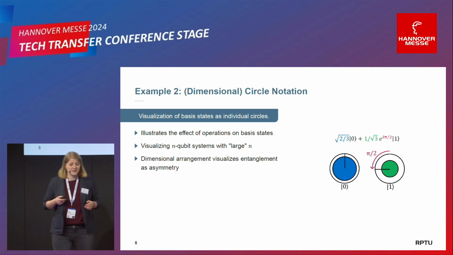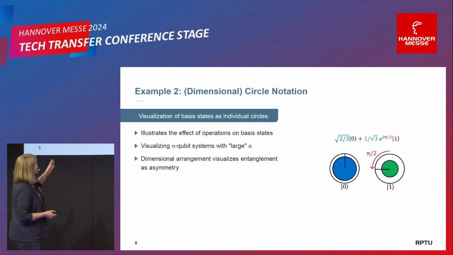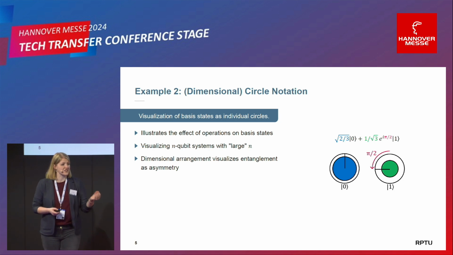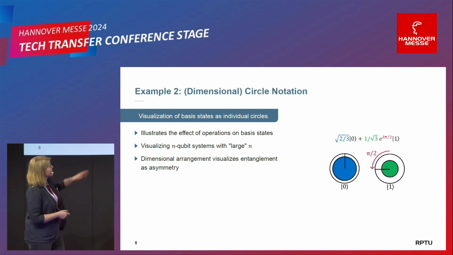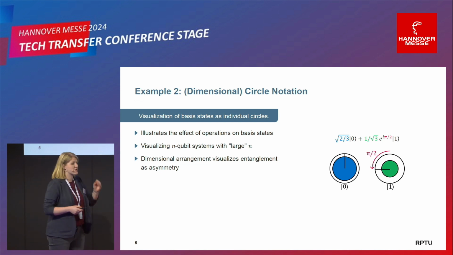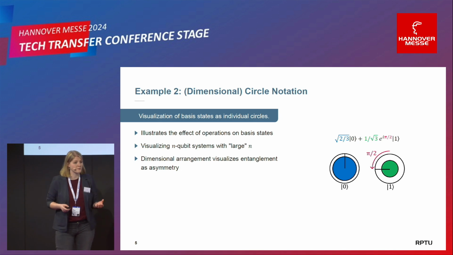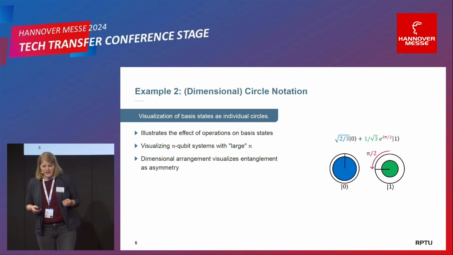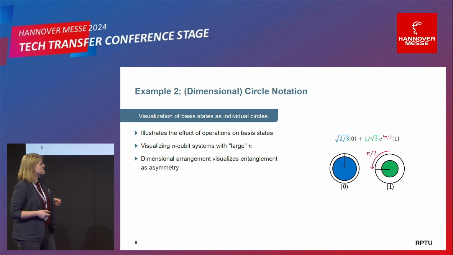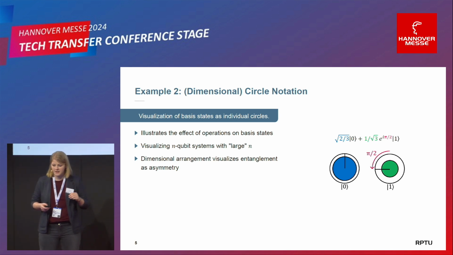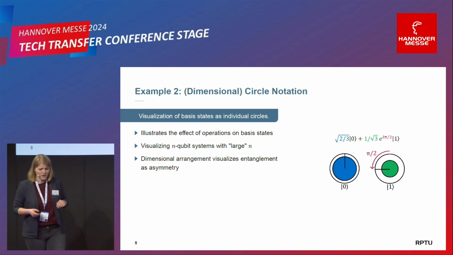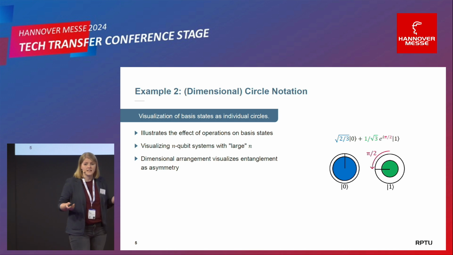One of them is the dimensional circle notation. In this notation, we visualize each basis state of a given qubit system as one circle. The filling of the circle represents the amplitude of the corresponding basis state, and the phase of the respective basis state can be visualized by an inner pointer which is rotated inside the circle. On the right-hand side, you can see an example representing a single qubit.